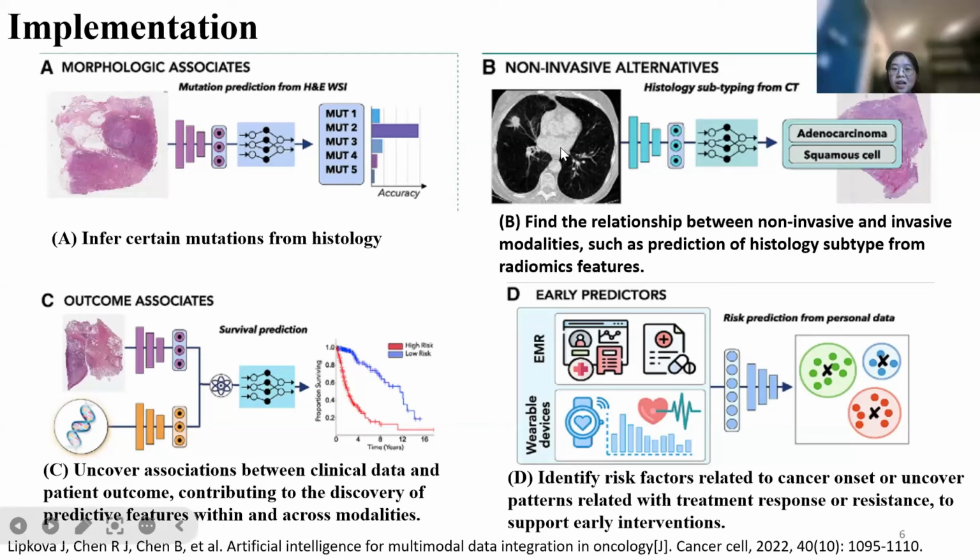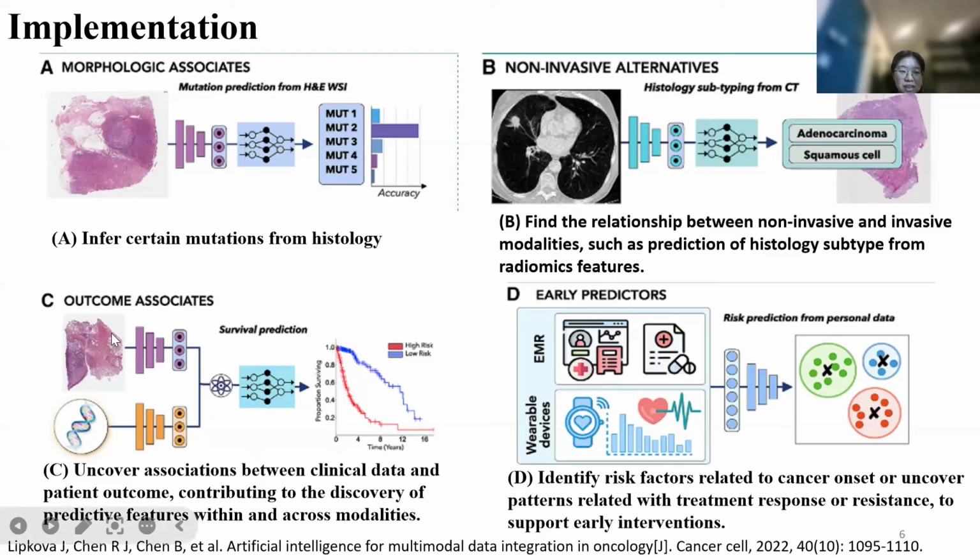And in graph B, we could find the relationship between non-invasive and invasive modalities. Here is an example to show how we can find that relationship. On the left-hand side, you could see this is a CT. And on the right-hand side, this is a histology and the subtype of the histology. We extract features from the CT, such as the regions of interest, and then we put them into a framework and get the subtype of the histology. So this is how we could use a non-invasive image to generate the subtype of the invasive image.